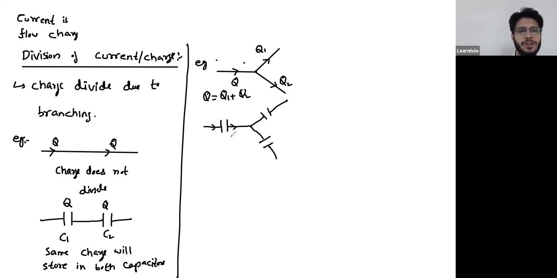So this is charge Q, it enters in this capacitor. Then over this junction, this charge will divide into two parts. This will be Q1. This will be Q. This is C. This is C1. This is C. So while solving circuits of capacitor or of resistor, you first have to decide whether your charge divides or not. The rule of charge and current are same.